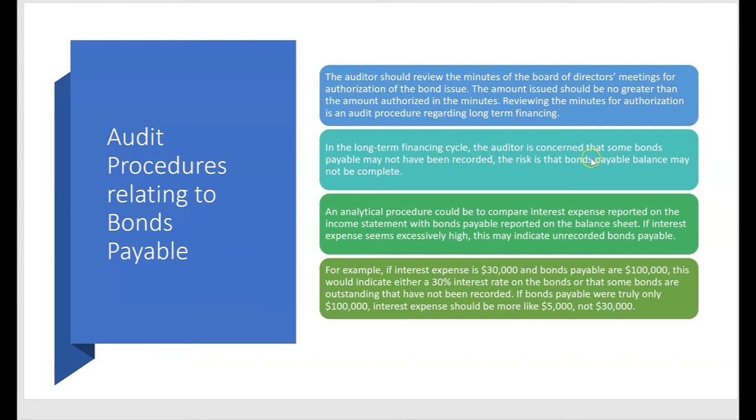In the long-term financing cycle, the auditor is concerned that some bonds payable may not have been recorded. The risk here is that the bonds payable balance may not be complete. So that's another issue. The fact that the client issued the bonds, maybe they were authorized, but they weren't recorded. So now we're missing liabilities from the balance sheet. What's a procedure to find that? An analytical procedure could be to compare interest expense reported on the income statement with bonds payable reported on the balance sheet. If interest expense seems excessively high, this may indicate unrecorded bonds payable. Why? Well, if interest expense on the income statement is $30,000 and bonds payable are only $100,000 on the balance sheet, this would indicate a 30% interest rate on the bonds, or it would indicate that some bonds are outstanding and have not been recorded. So by doing that analytical procedure, you would find underreported long-term liabilities. If bonds payable were truly only $100,000, interest expense should be more like $5,000, not $30,000.